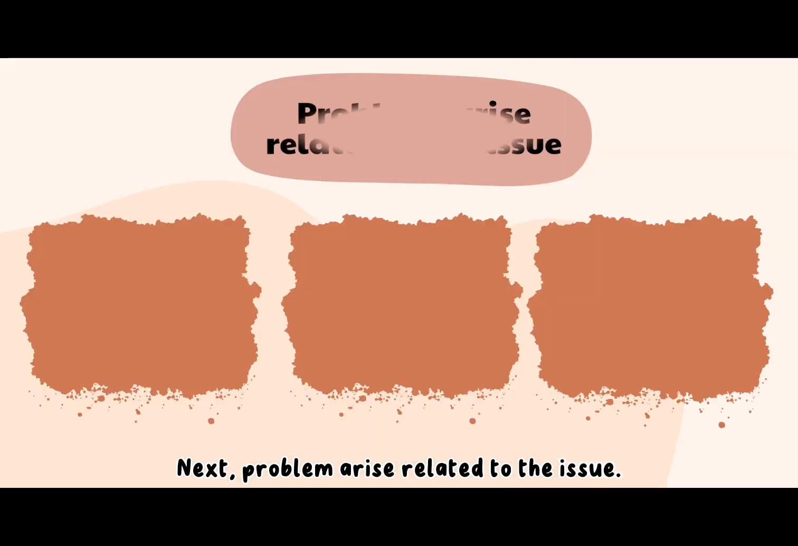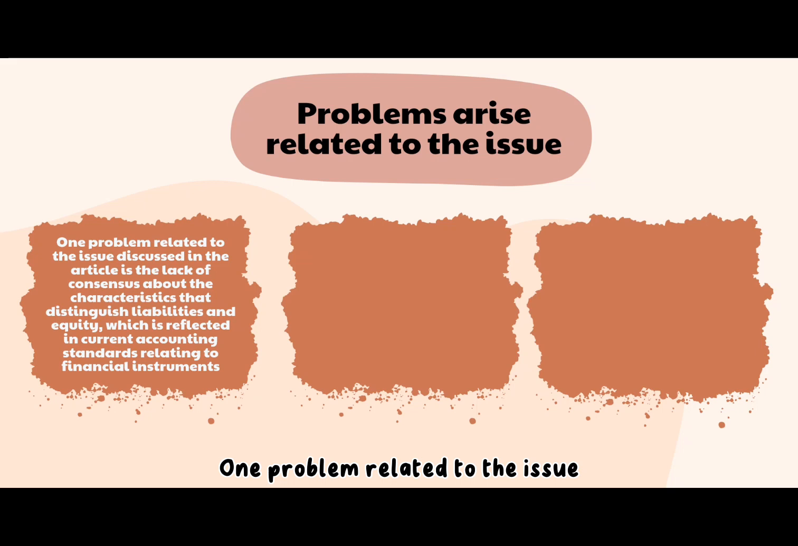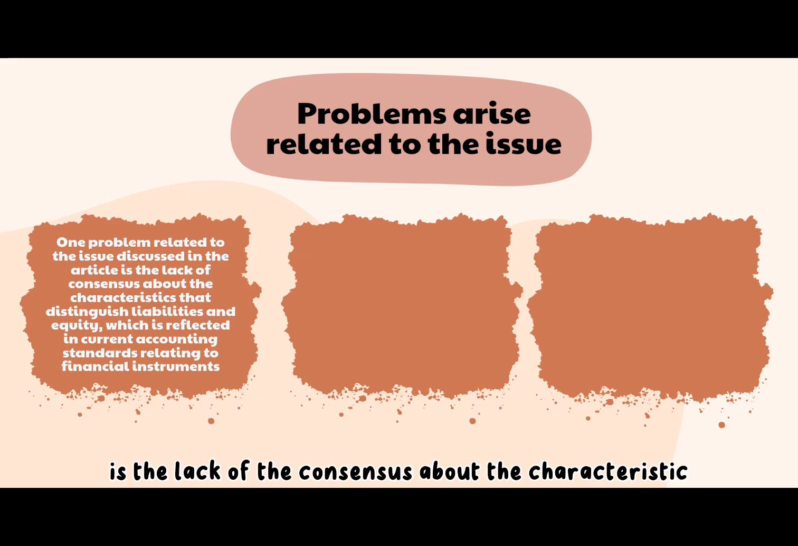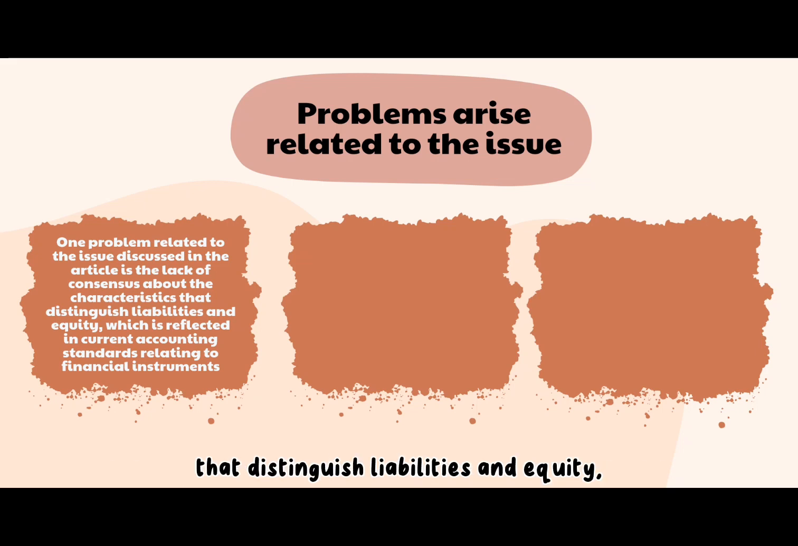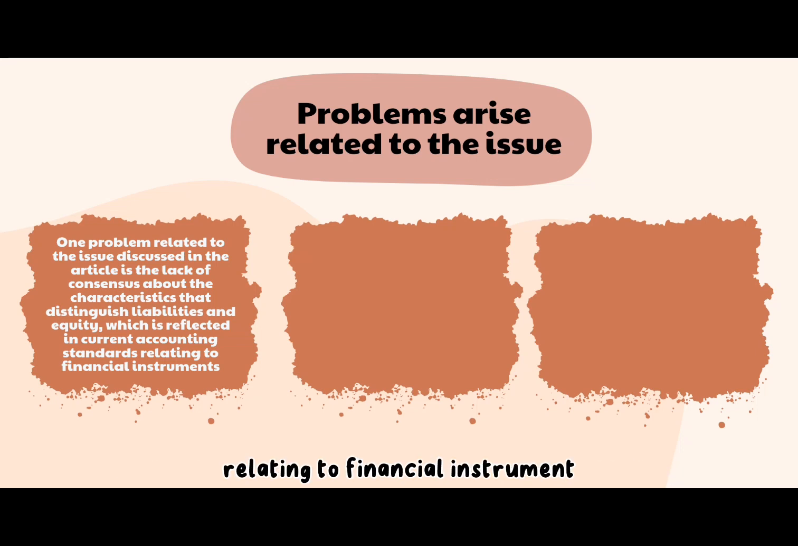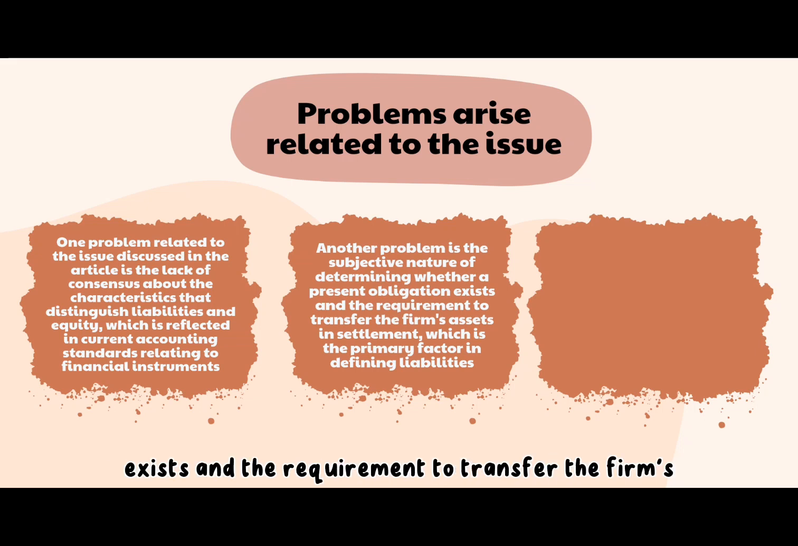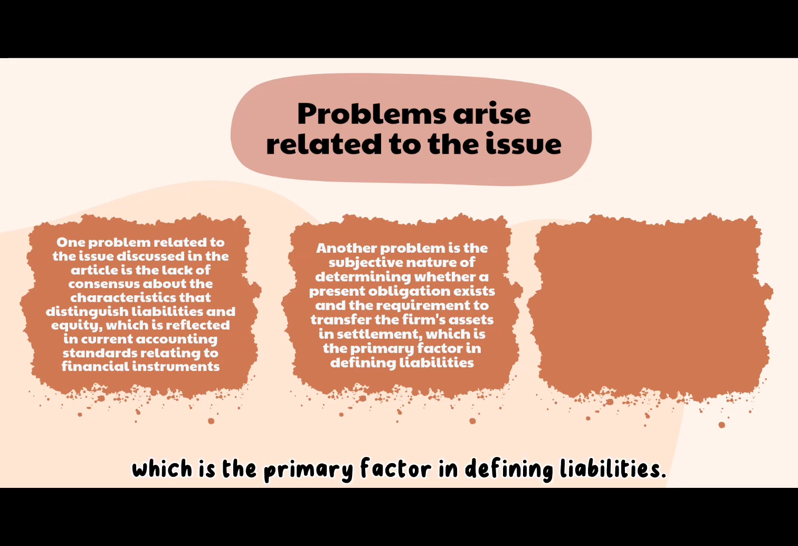Next is problems arising related to the issue. One problem related to the issue discussed in the article is the lack of consensus about the characteristics that distinguish liabilities and equity, which is reflected in current accounting standards relating to financial instruments. Another problem is the subjective nature of determining whether a present obligation exists and the requirement to transfer the firm's asset in settlement, which is the primary factor in defining liabilities.